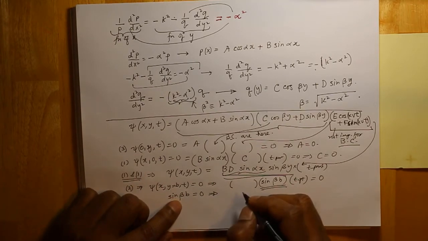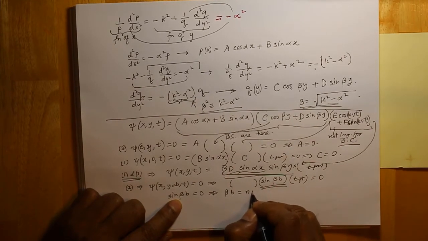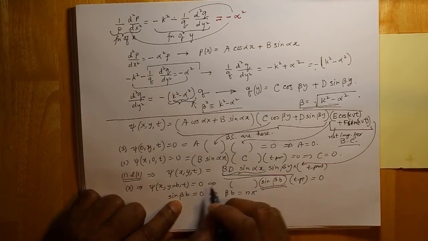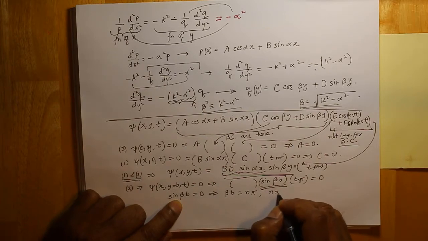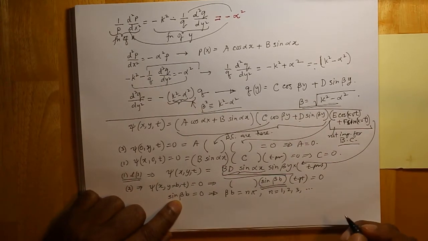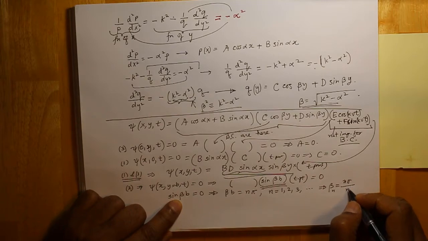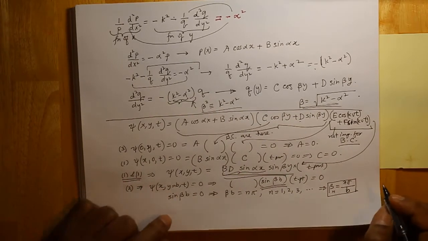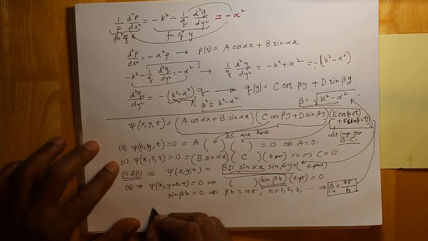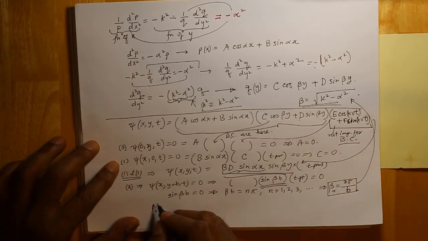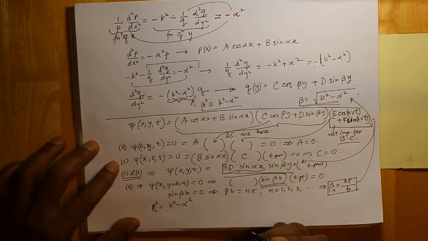That means beta can't have just anything. Beta is required to be n pi, and n can't be 0, because then the whole thing is 0. Plus or minus will correspond to the same mode, so n equals 1, 2, 3, etc. So we can say beta n equals n pi over b. So if we go in here, you can see that beta n square equals k square minus alpha square.